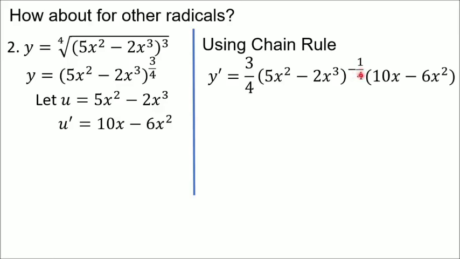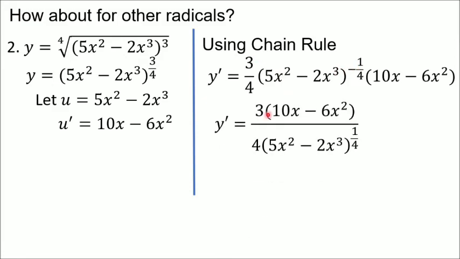negative 1 over 4 times derivative nung nasa loob. That is u prime. So 10x minus 6x squared. And then again, dahil may negative tayo dito na 1/4 na exponent, we will bring this back to the denominator para mag-positive siya. So magiging 3 times yung nandito, all over 4 times this one. Ibinaba na natin siya, kaya yung negative 1/4 ay naging positive 1/4 na. And then ibabalik natin siya sa radical form. 1/4 equivalent dyan is 4th root of this quantity.